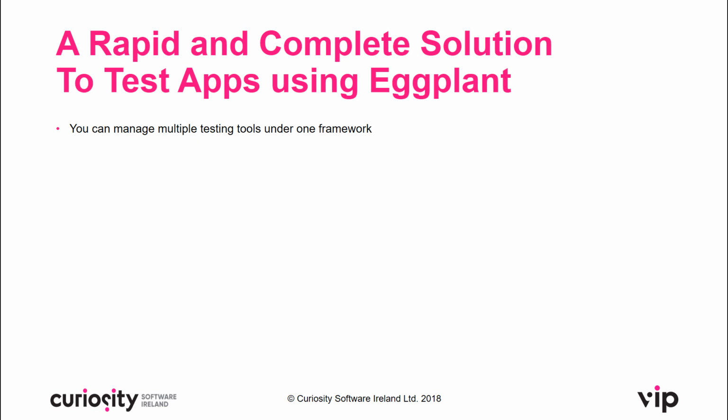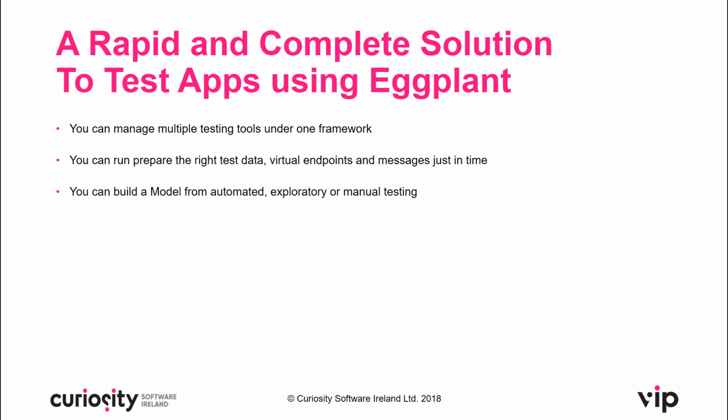You can manage multiple testing tools under one framework, so you might have some Selenium scripts, some API scripts, and some Eggplant Functional Tester, and they can all be handled under one automation framework. You can prepare the right test data, virtual endpoints, and messages just in time, just before the automation runs.